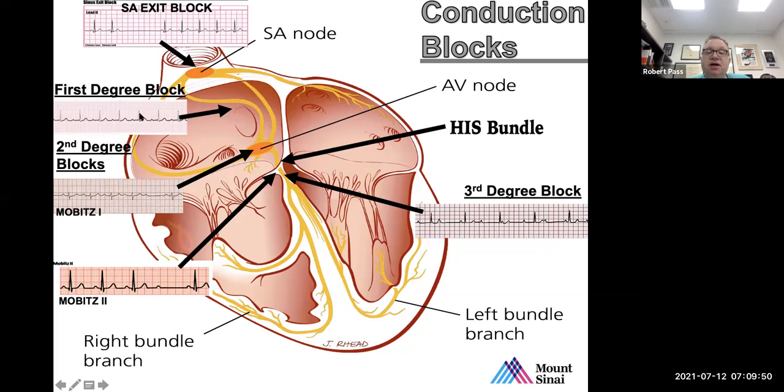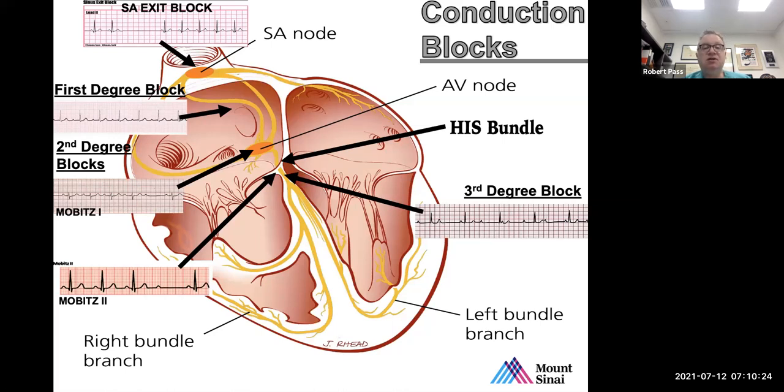And so in first degree block, we have a long PR interval, but every P wave conducts to the QRS, to the ventricle. And then there are two forms of second degree block, one of which occurs at the level of the AV node and the other, which occurs at the level of the His-Purkinje system. So in Mobitz 1 or Wenckebach, typically there is a progressive prolongation in the PR interval until there is drop of conduction. And most of the time, in the majority of patients, Mobitz 1 is occurring, we believe, at the level of the AV node.